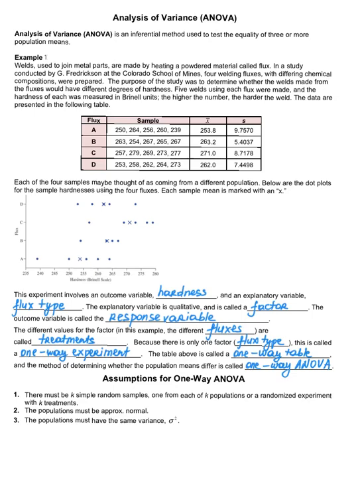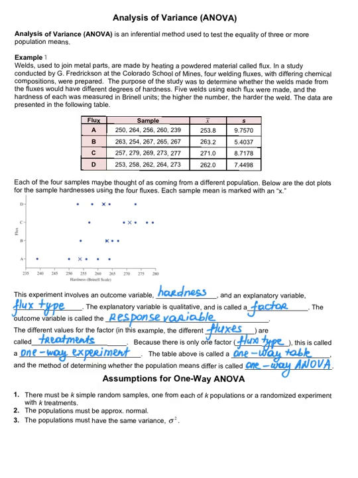5.4037. Flux C has a sample of 257, 279, 269, 273, 277, the sample mean of 271.0, and the standard deviation S of 8.7178. And finally, Flux D has the sample of 253, 258, 262, 264, 273, with the mean of 262.0 and the sample standard deviation S of 7.4498.